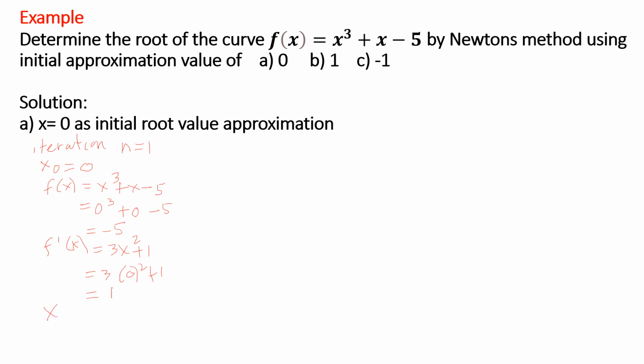So for x sub n plus 1 equals x sub 0 minus f of x sub n over f prime of x sub n. Substituting, equals 0 minus minus 5 over 1 equals 5. So this is x1.